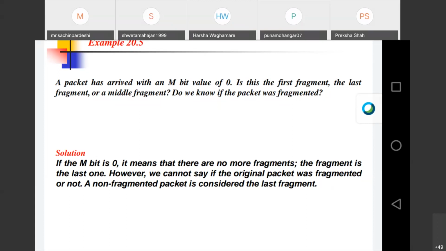Right? So this is not the first fragment. Right? Definitely this would be the last one.